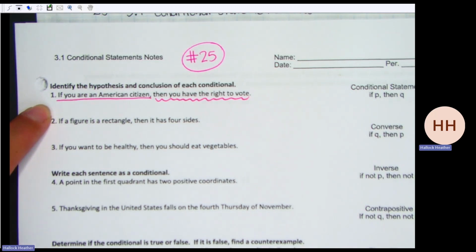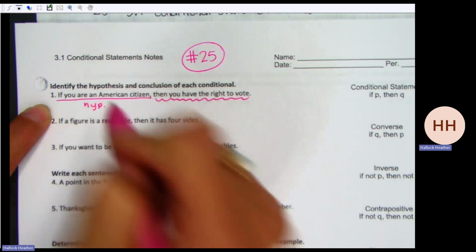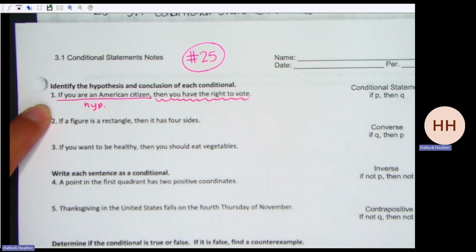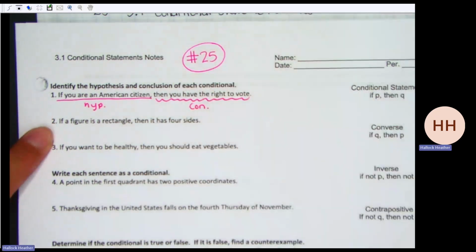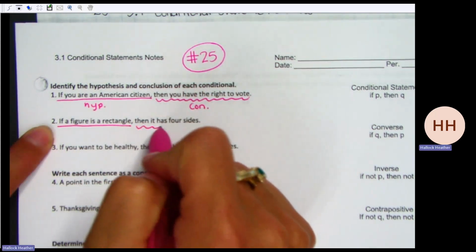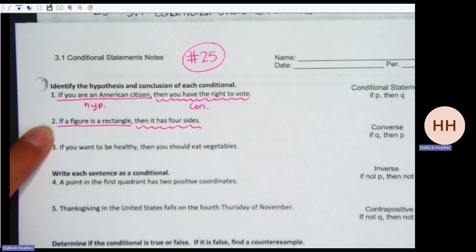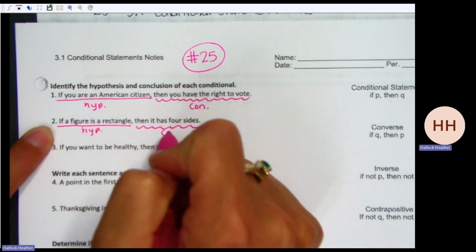So is the front half? Yes. So the front part is the hypothesis: if you are an American citizen. Then you have the right to vote is the conclusion. So we'll shorthand it. Number 2 says if a figure is a rectangle, then it has 4 sides. Which part is the hypothesis? The first part. The last part is going to be the conclusion.